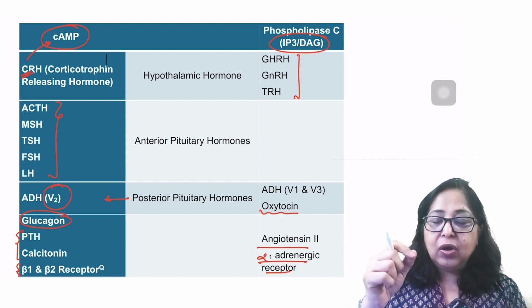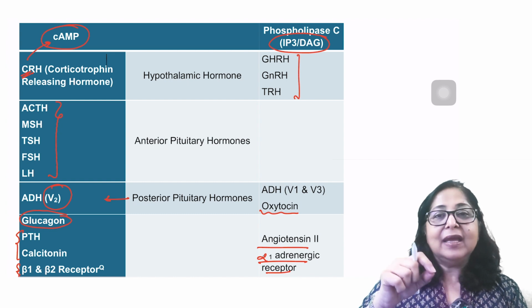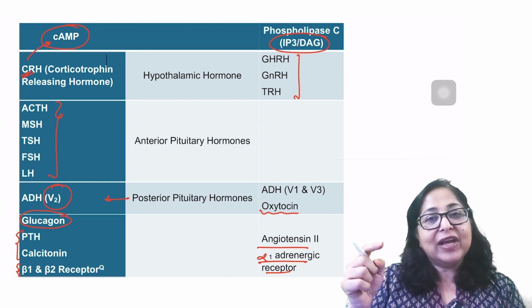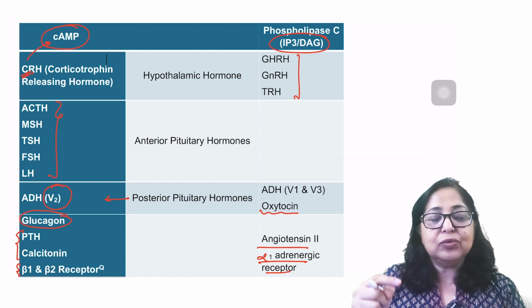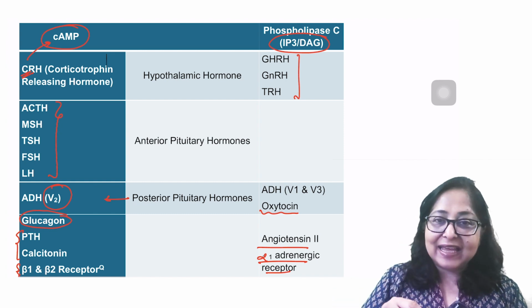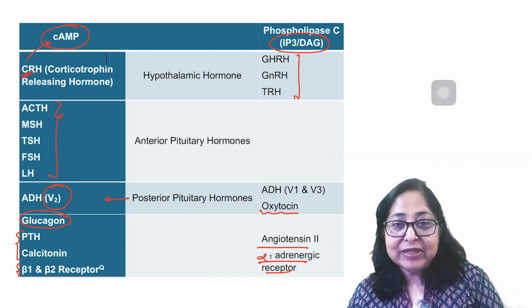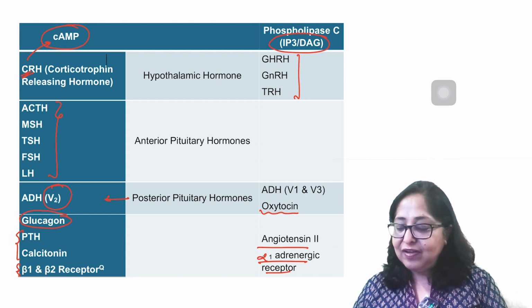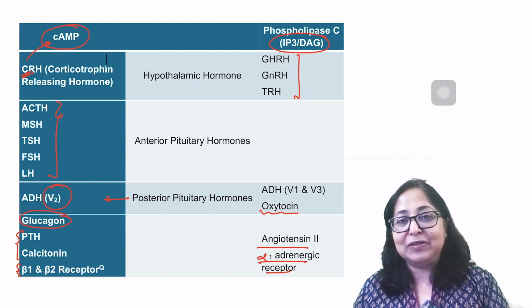Miscellaneous, glucagon, cyclic AMP. Both the hormones for calcium metabolism, parathormone and calcitonin, cyclic AMP. Beta 1, beta 2 adrenergic response, cyclic AMP. Angiotensin 2, IP3. Alpha 1 adrenergic response, IP3.